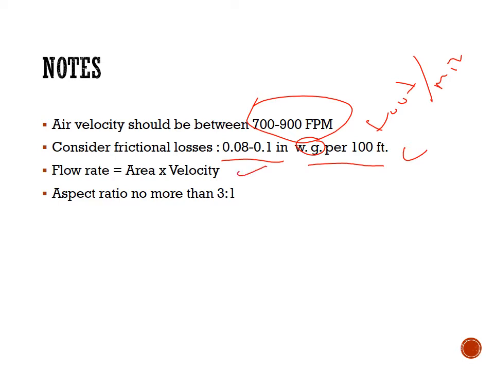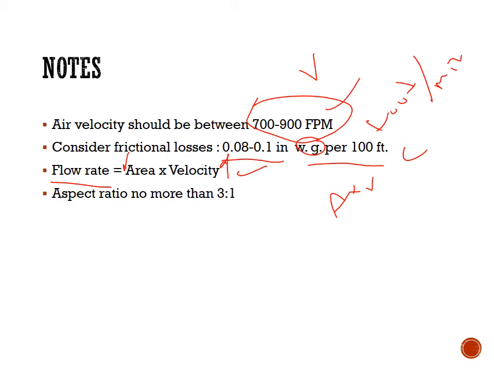Also we have to keep in mind that the flow rate, how much quantity of air you will be putting into the room, depends on the area of the register and the velocity of air. Again, area times velocity. So if the velocity increases, the flow rate will increase, and if the area increases, the flow rate will also increase, and vice versa. If you want the same flow rate and you decrease the area, you will increase the velocity. But if you exceed this number, you start having some noise.